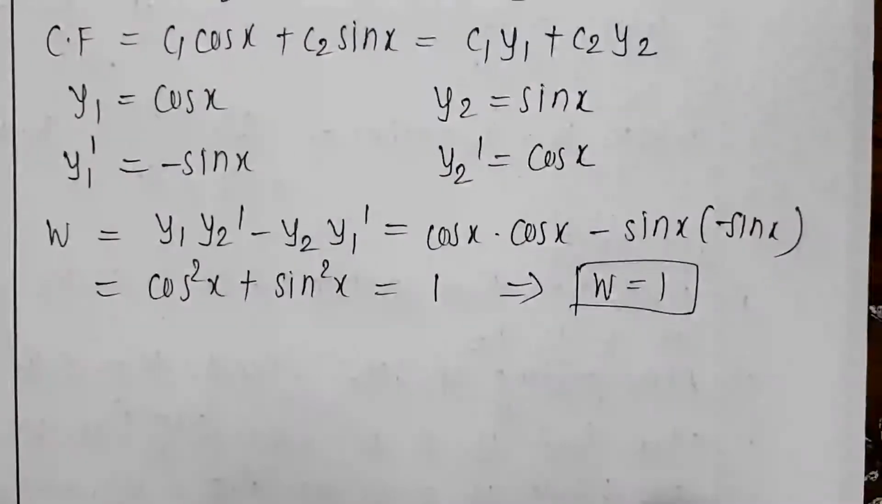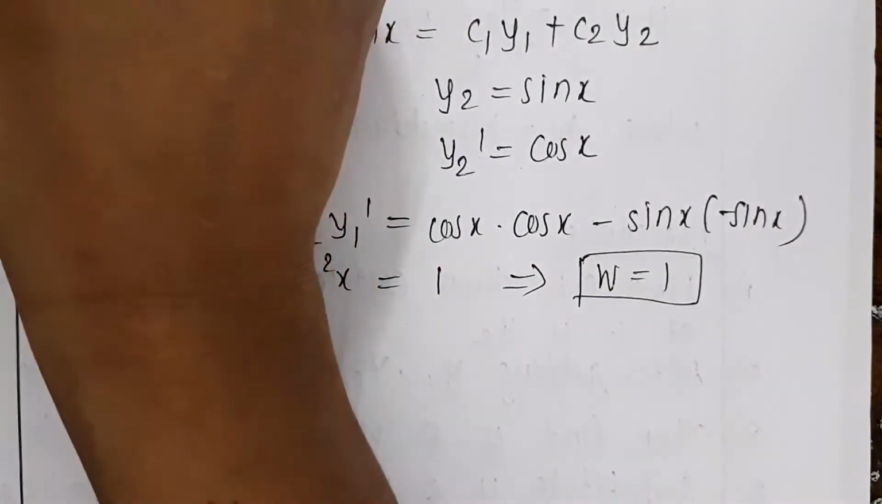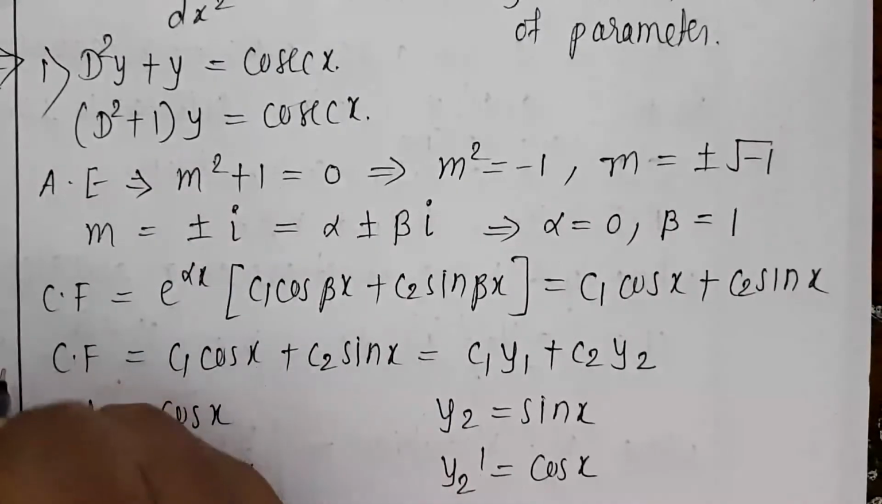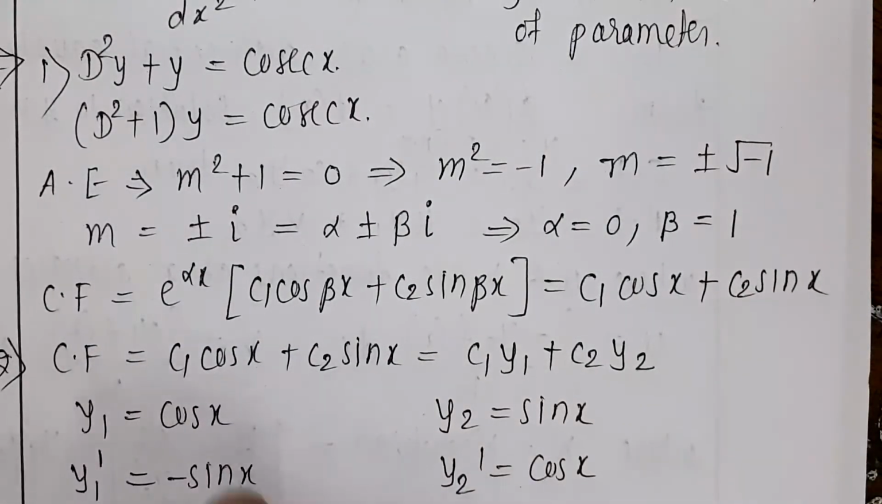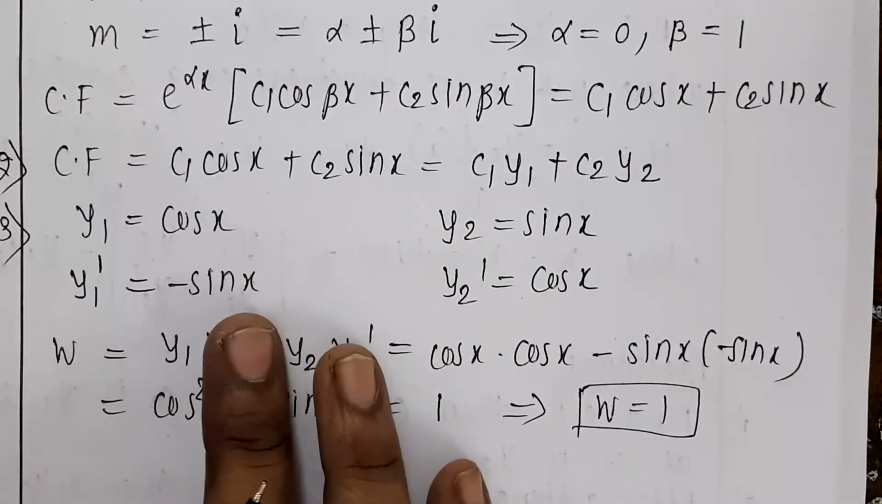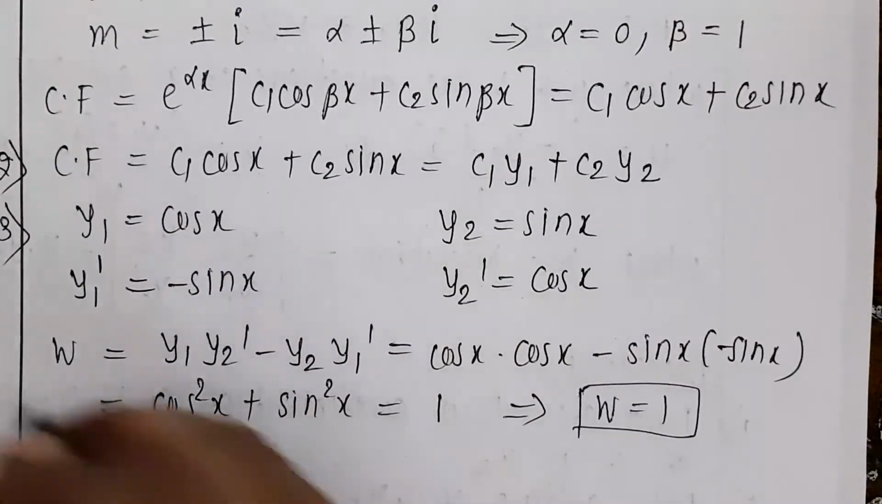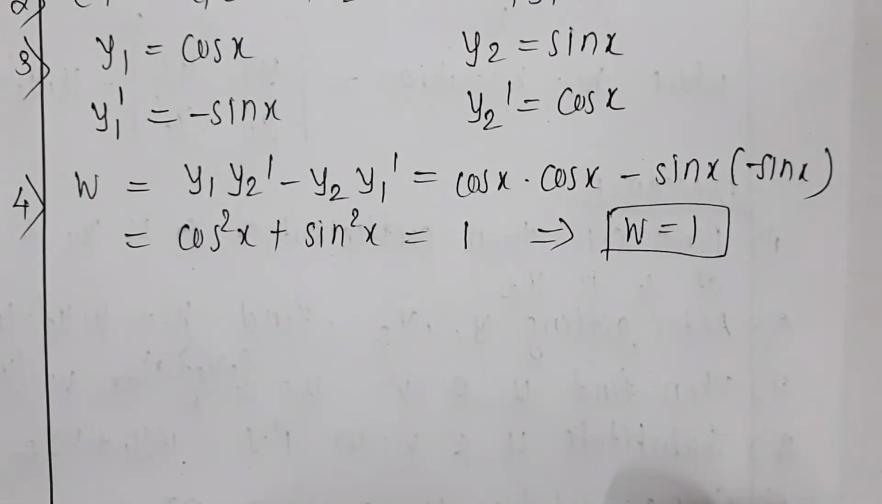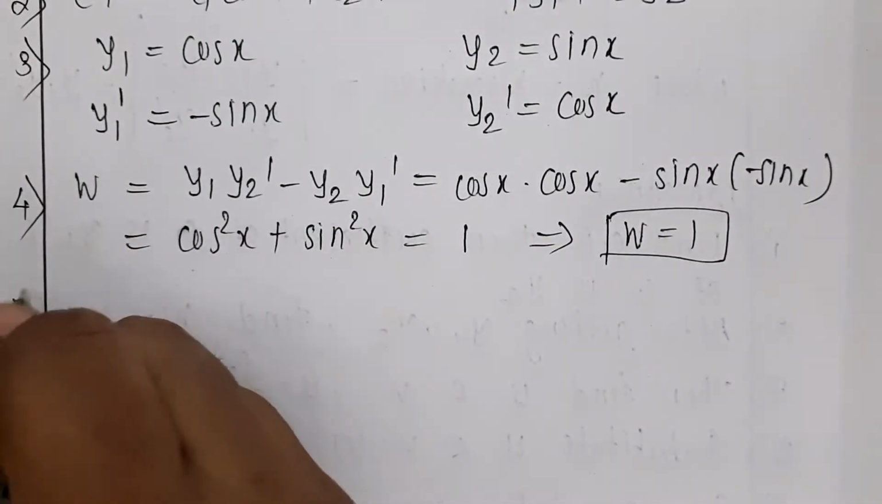After getting W, see, this is our first step. First step is finding CF. Second step is finding out y1 and y2. Third step is finding y1 dash, y2 dash, and then fourth step is finding out W. After getting W, we find out U and V.